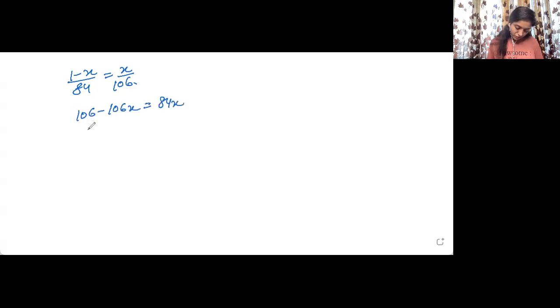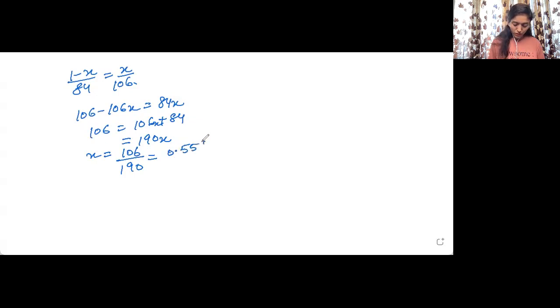So we can just write 106 is equal to 106X plus 84X. It is equal to 190X. Okay, so X will be equal to 106 upon 190. 106 divided by 190. So it is equal to 0.558. So this is the amount of sodium carbonate because we considered it as X. Okay, so the amount of sodium carbonate is 0.558 gram.